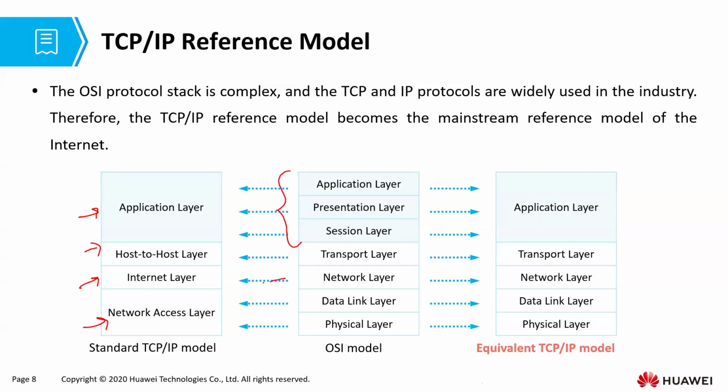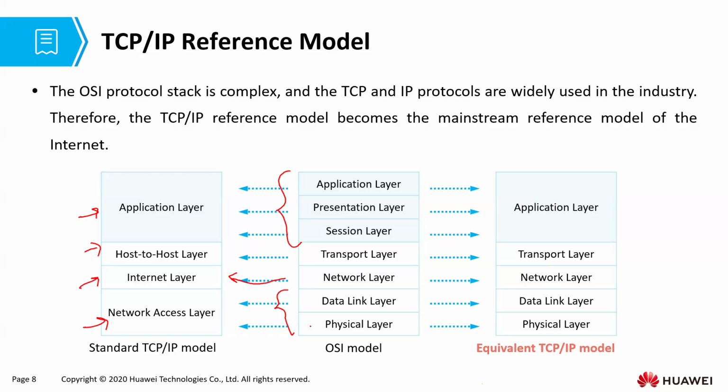Then network becomes internet. Then these last two, the data link and the physical layer, are all from the network access, but the function remains the same. The reason why we are using TCP/IP is that it's more practical. It allows us to, for example, understand how my protocols work together. It makes it much easier to do that.